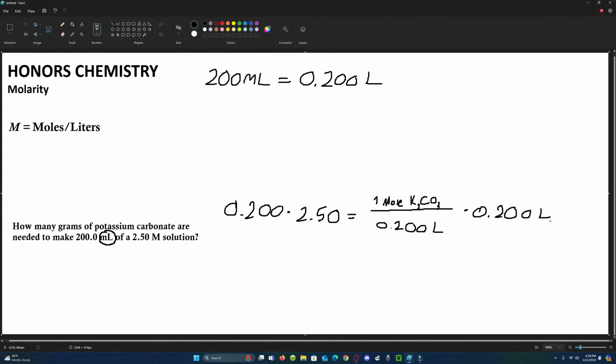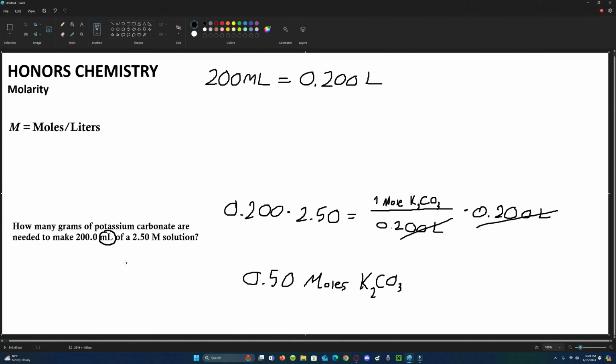I couldn't tell you why it is written like this, but apparently it is. And apparently this is what happens. These two things cross out. And basically, all you're really doing is just multiplying these things together and getting your answer, which when you multiply those together, you get 0.50, and then you just slam this label on it, so you have 0.50 moles of K2CO3 potassium carbonate.